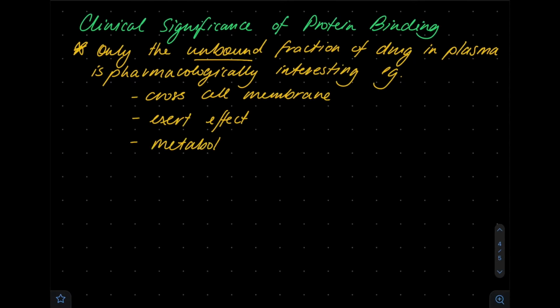It's also the only part that gets metabolized or eliminated. We're going to look at the clinical significance of protein binding in more detail, and to help us remember the clinical significance, we're going to divide it up into pharmacokinetics, namely distribution, metabolism, and elimination. Then we'll look at the pharmacodynamics and protein binding.